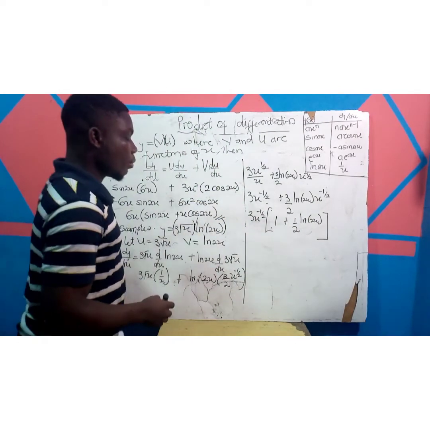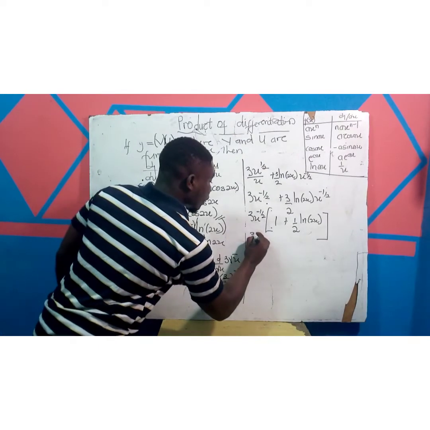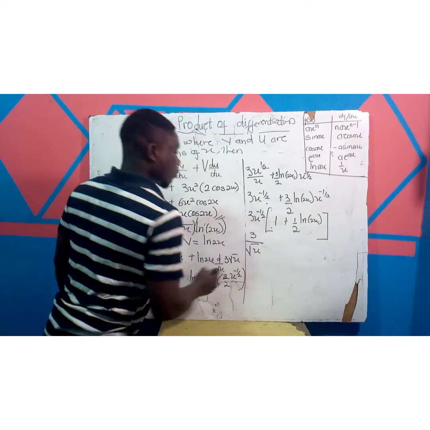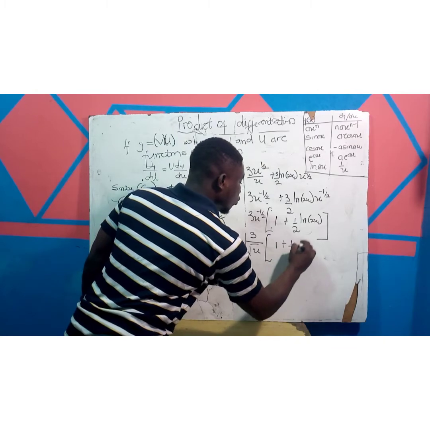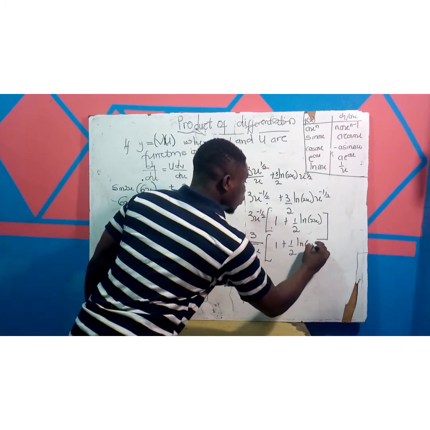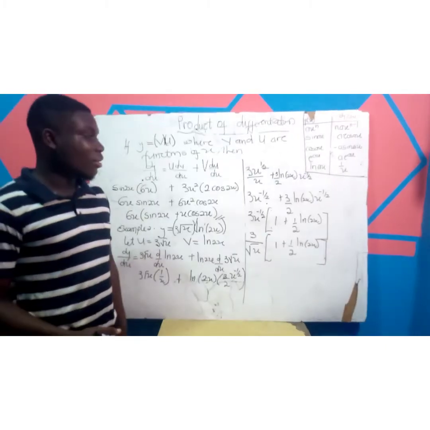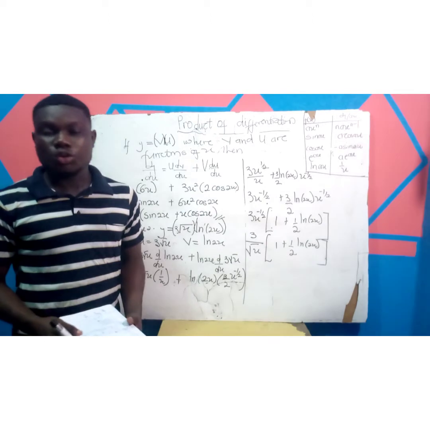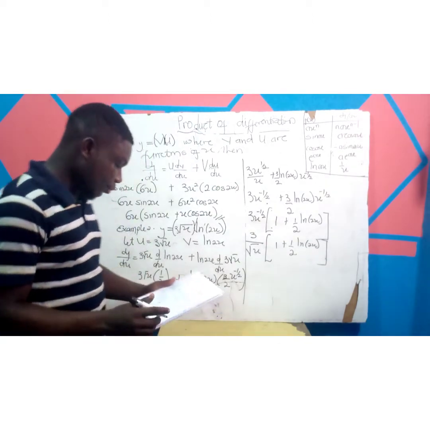But this also can be written in a proper form: 3 over square root of x, then we get 1 plus 1 over 2 ln 2x. Very simple. This will be your final answer for example 2. Let's try another example, example 3.